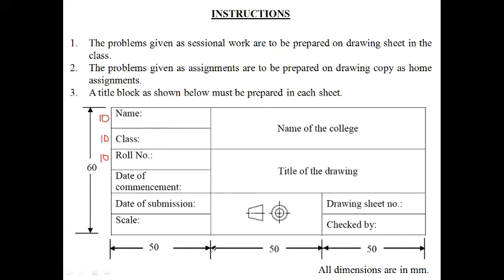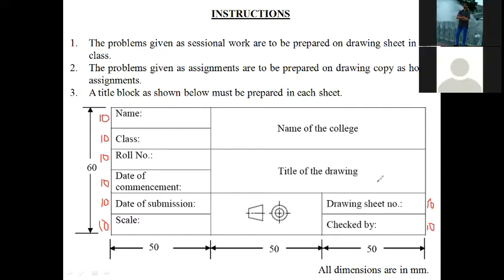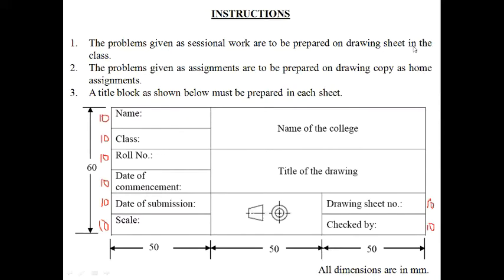Okay, so here there are 6 parts, and each part will be 10 millimeter. Basically, you have to draw a rectangle of 60 by 150. And this is 50, this is also 50. This is 20, this is 10, this is also 10, and this is 20 millimeter, and this is also 20 millimeter.